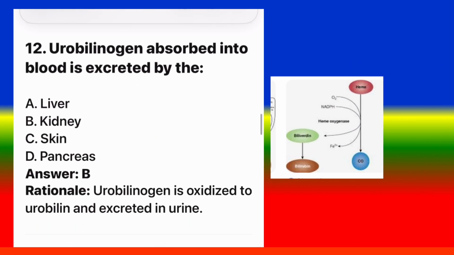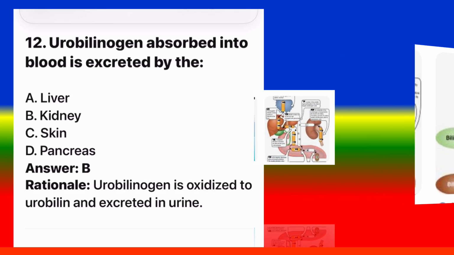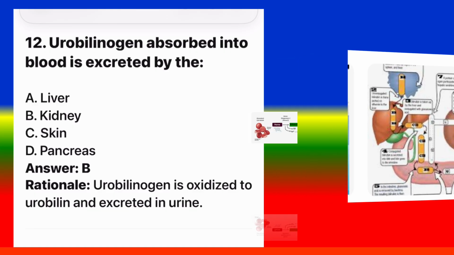12. Urobilinogen absorbed into blood is excreted by the: A. liver, B. kidney, C. skin, D. pancreas. Answer B. Rationale: Urobilinogen is oxidized to urobilin and excreted in urine.